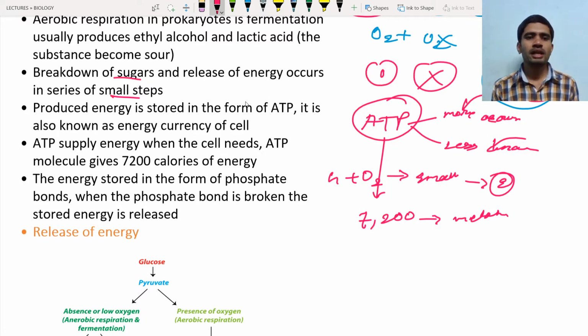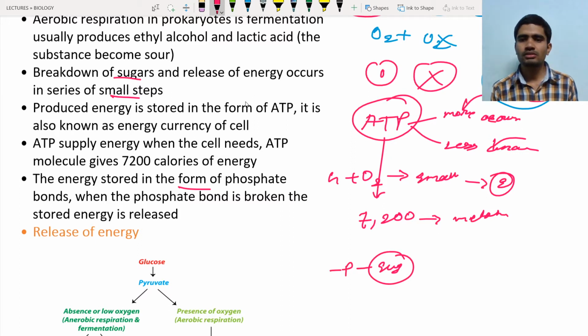Okay, so the energy is stored in the form of phosphate bonds. So what is ATP? Let us consider this is a sugar, and these are the phosphates: 1, 2, 3. So a total of 3 phosphates are present. And also here there will be a base. What is that base? Adenosine base is there. So sugar, adenosine base, and 3 phosphates, hence it is known as ATP.